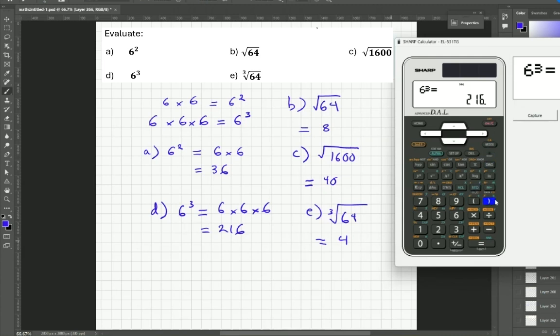And if you can find your cube root on this, where are the cube roots? I think it's a second function, and it's this little orange one here, the cube root of 64. There's also another second function one, and this allows you to pick what the root is going to be.